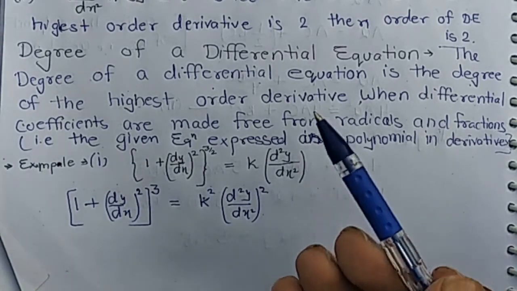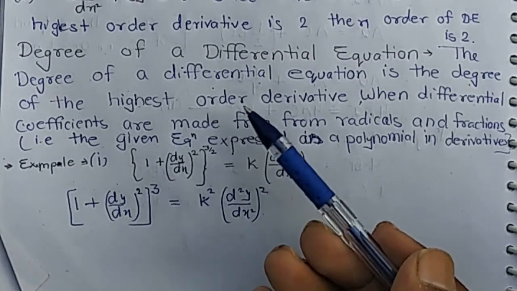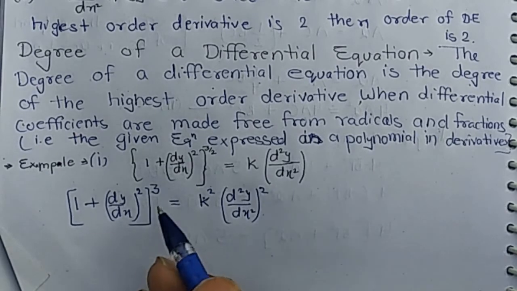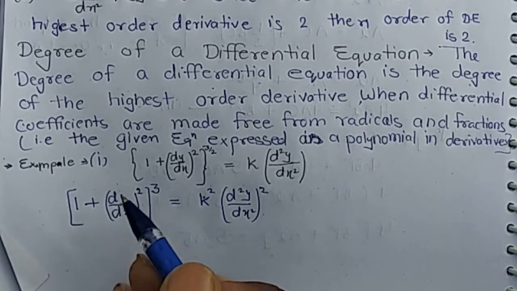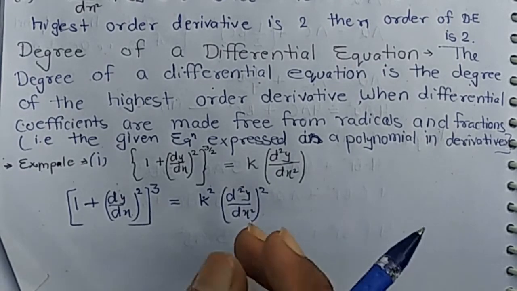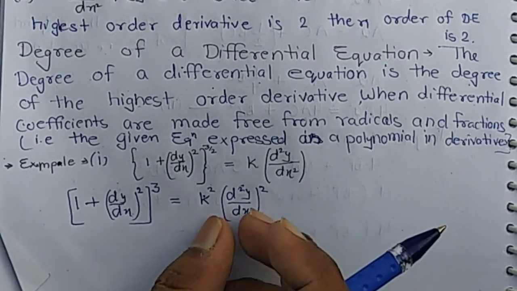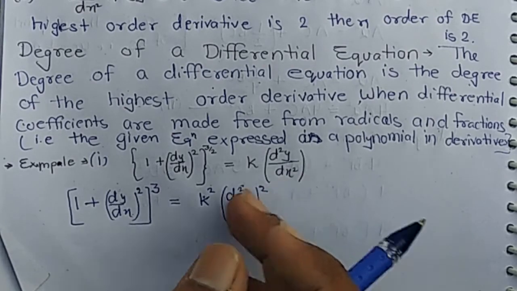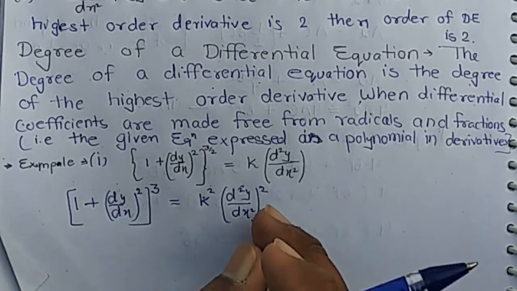Now the degree of the highest order derivative. What is the highest order derivative? It is d2y by dx square, meaning it is second order. Then it is the highest order derivative and its degree is 2. Then the degree of the differential equation is 2.